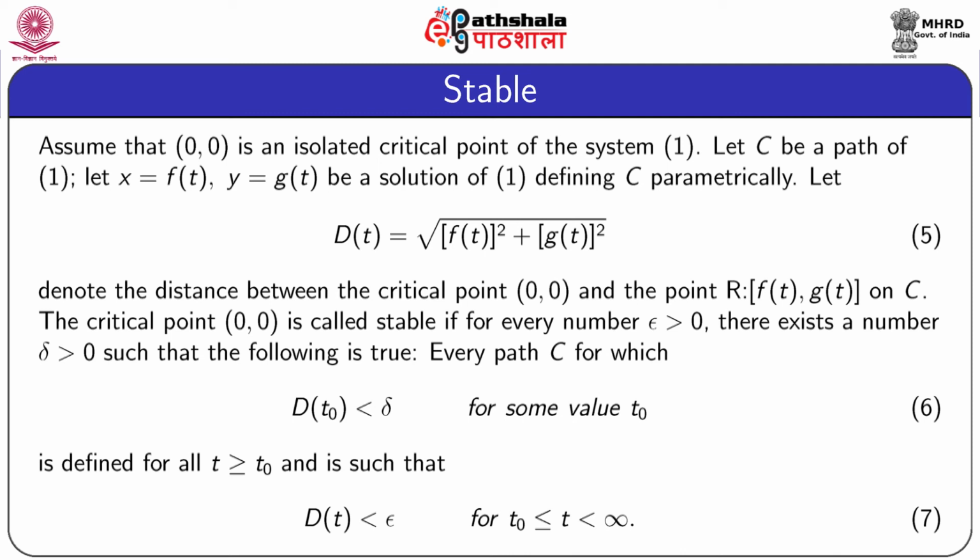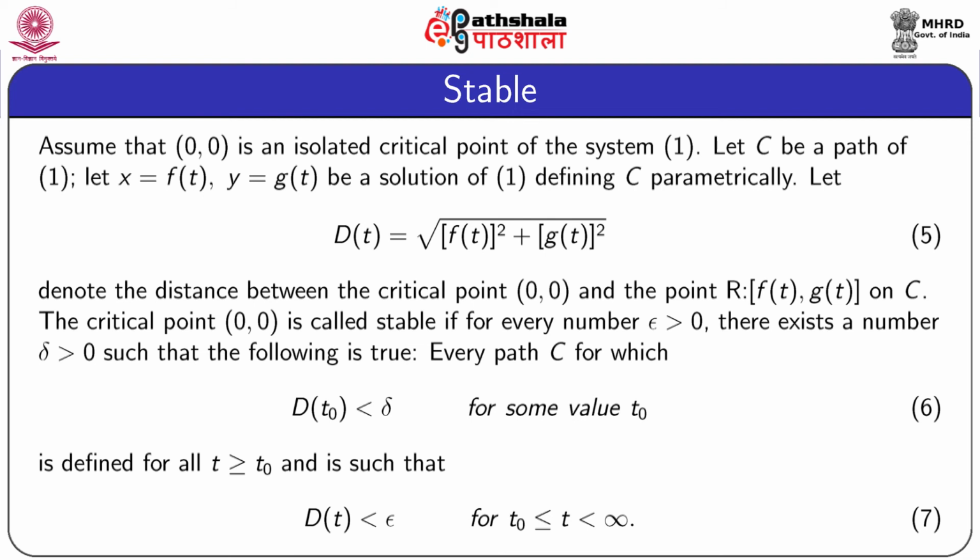Now, the critical point (0, 0) is called stable if for every epsilon positive there exists a number delta positive such that the following is true. That is, every path C for which d(t0) is less than delta for some value t0 is defined for all t greater than or equal to t0 and is such that d(t) is less than epsilon for all t greater than or equal to t0.